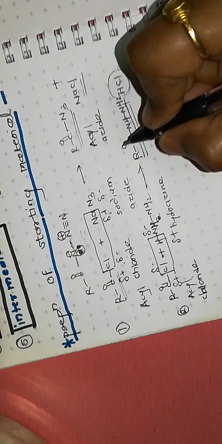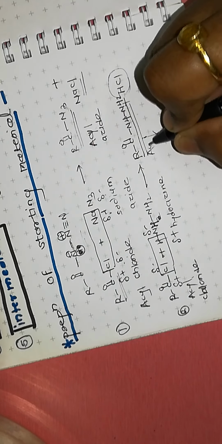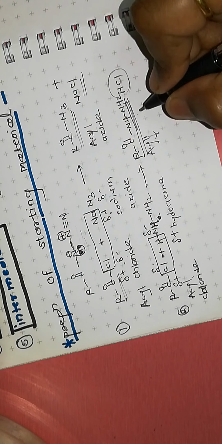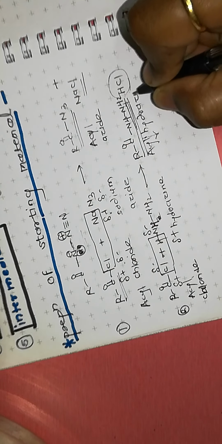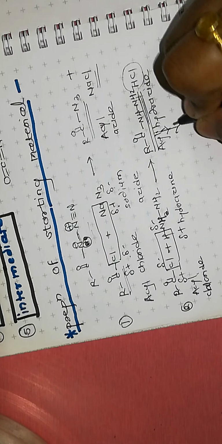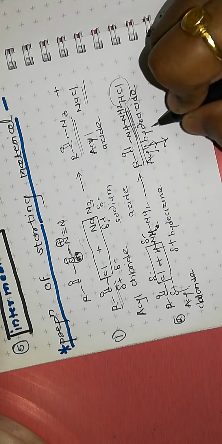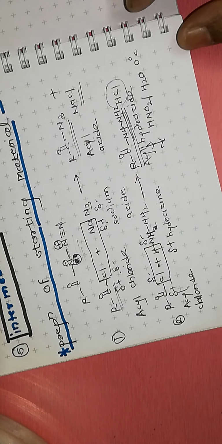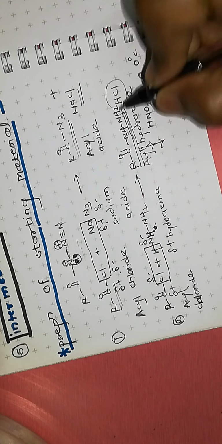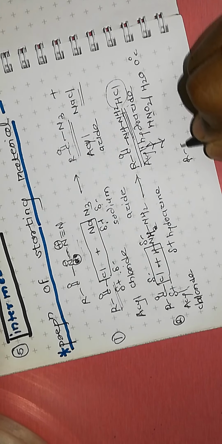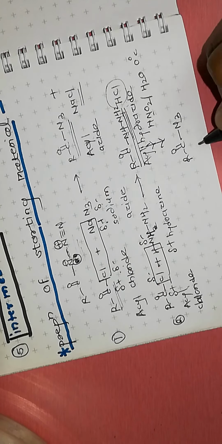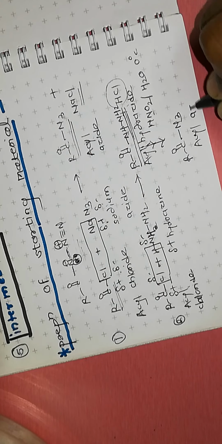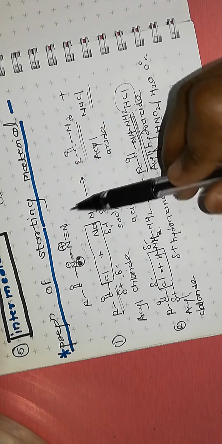What is the name of this compound? This group is acyl and this part is called hydrazide. Then this acyl hydrazide on reaction with HNO2 in presence of water at 0 degree centigrade, these two nitrogens and this third nitrogen combine and we get RCON3. This is the acyl azide. These are two methods for preparation of acyl azide.